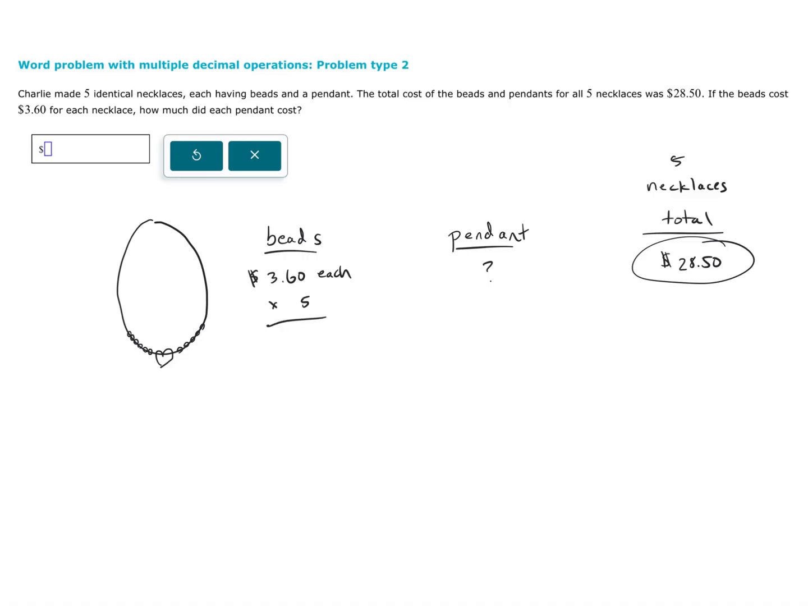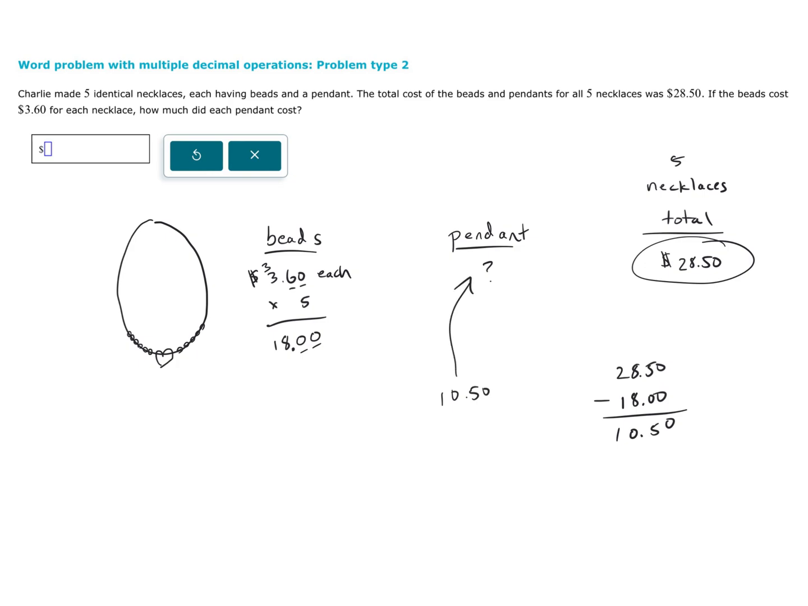So if we multiply this by 5, we get 5 times 0, 6 times 5 is 30. 15 plus 3 is 18. We have 2 digits behind the decimal point. So we have $18 that we paid total for beads just to make the 5 necklaces. Well, if our total cost for the 5 necklaces was $28.50, let's get rid of the beads. Let's pretend like we just take them out. So we're going to get rid of them. And now we're left with $10.50 that we paid for pendants.